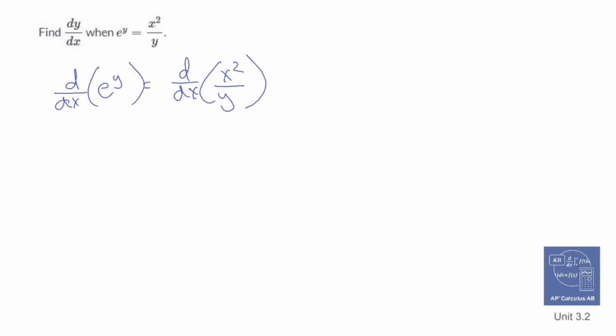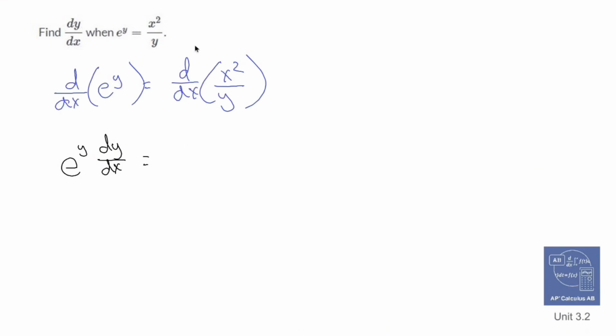Find dy dx when e to the y equals x squared over y. All right, so this is implicit differentiation. I'm going to d dx e to the y, d dx x squared over y. Now the left side is not crazy at all. You take the derivative of e to the y with respect to x, which is still e to the y, but you attach dy dx to it.